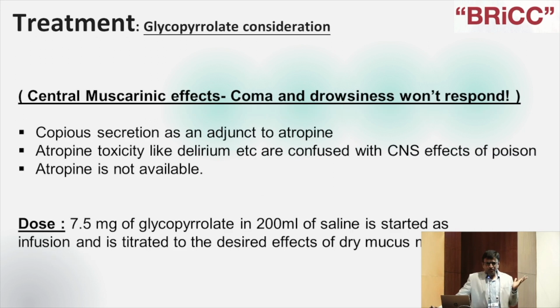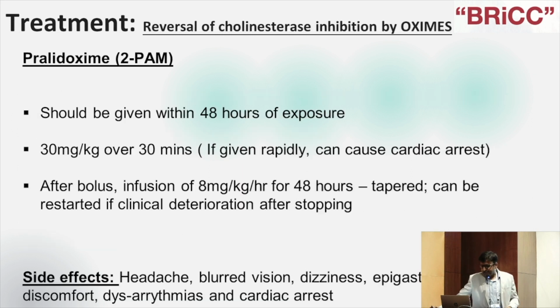So when you consider glycopyrrolate, one, the severe atropine toxicity, or you have run out of atropine in your hospital and are waiting. You know, if I'm working in Fortis, I'm waiting for the Manipal atropine to come to me, or Apollo Manipal atropine to come to me. Till then, I use glycopyrrolate. One way of using it, and the recommended way, is 7.5 milligram in 200 ml and keep titrating it.